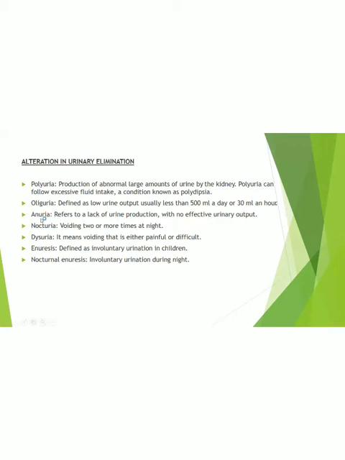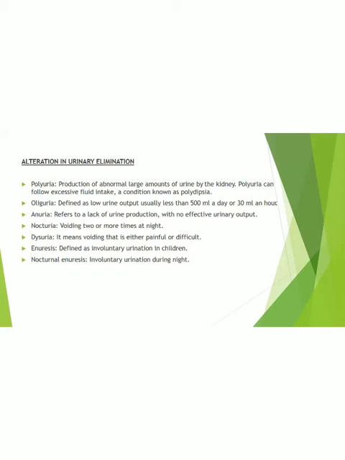Now anuria. Anuria refers to a lack of urine production with no effective urinary output. So here there will be no urine. The kidney will not be able to produce any urine, because it can happen that there is some malfunction in the kidney, or it has some defect in the kidney.